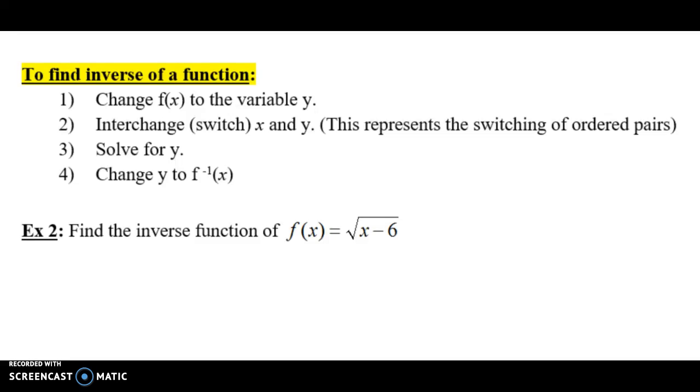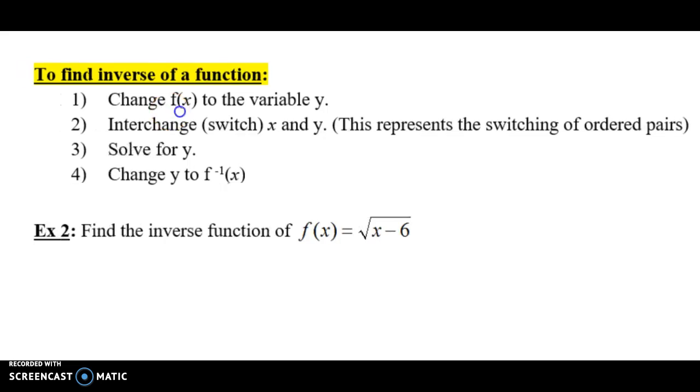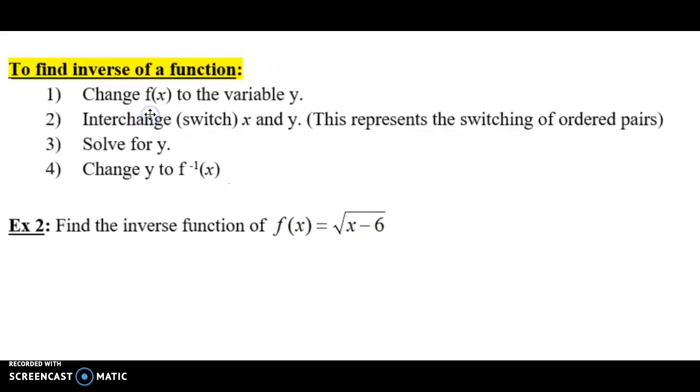A function is a smooth curve or line, and we know how to find out if something is a function or not. This here is a function: f of x equals the square root of x minus 6. And we're going to follow these 4 steps to find the inverse of an algebraic function. The first step says change f of x to y. We know f of x is our outputs, our y values. So I'm just going to rewrite this as y equals the square root of x minus 6.